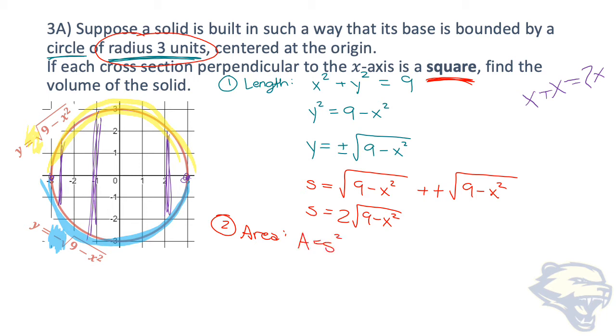And area of a square is just side length squared. So if it's just side length squared, I'm just taking that 2 root 9 minus x squared and squaring it. Now, I could take that just as it is, and I could plug that into the integral and it would be totally fine. It's a lot of typing, though, and we can do just a slight bit more algebra before we do that to help us make this easier to type in a minute, okay?